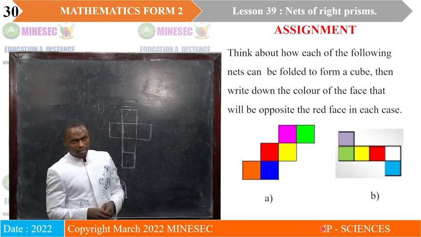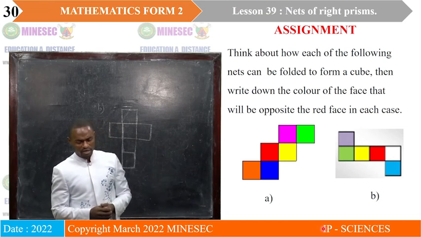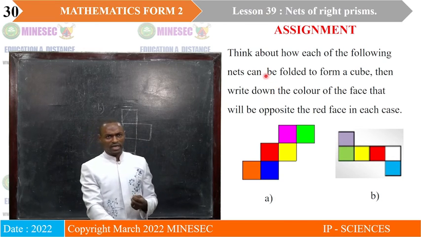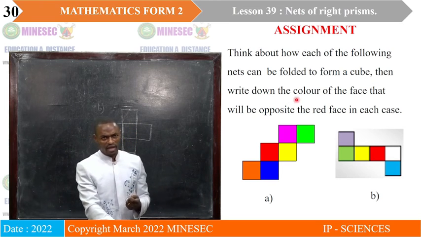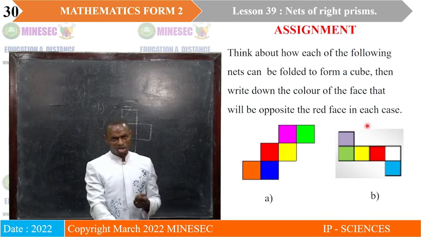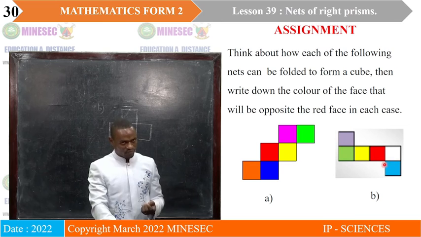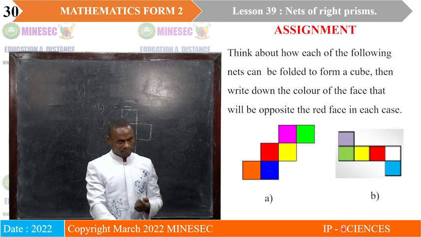Now, to practice what we have learned, here is an assignment. One, think about how each of the following nets can be folded to form a cube. Then write down the color of the face that will be opposite the red face in each case. Please, this is A. You see a series of squares that has been combined to form a figure. B is a series of squares that has been combined to form another net. But you cannot just say from the two figures which net it is.